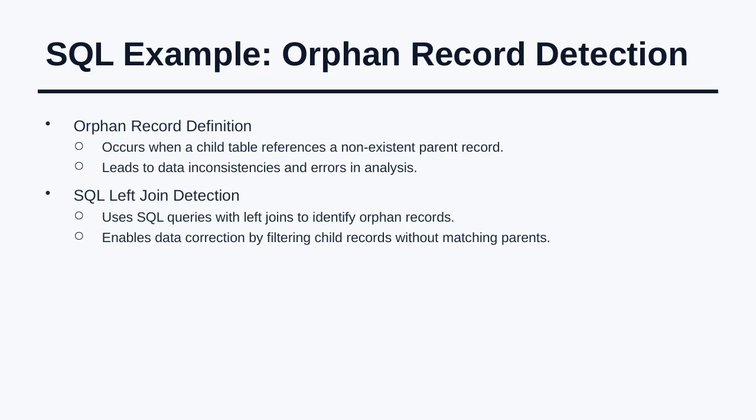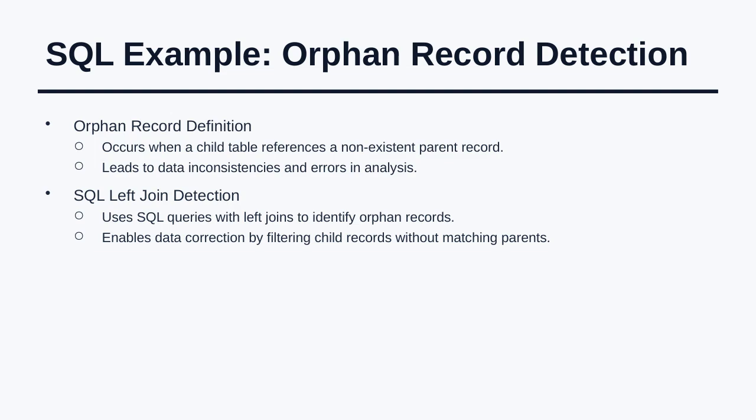An orphan record happens when a child table points to a parent record that doesn't exist, which can cause inconsistencies and errors when analyzing data. To catch these, we use SQL queries with a left join, which helps us find child records that don't have a matching parent. This method is really useful because it lets us identify and fix these orphan records, keeping the data reliable and accurate. For example, if you have an orders table linked to a customers table, an orphan order would be one that refers to a customer ID not found in the customers table. Detecting these ensures the relationships in your database remain intact, preventing problems down the line in reporting or decision-making.